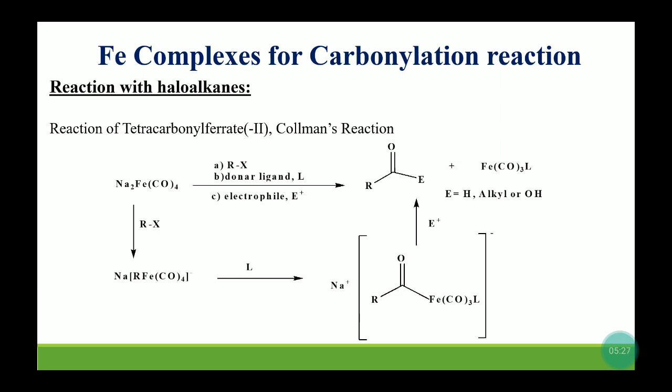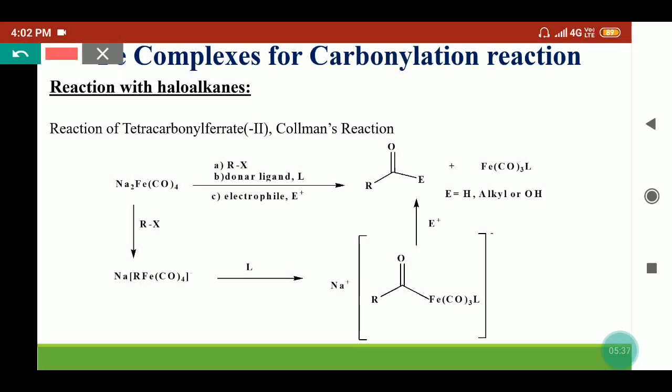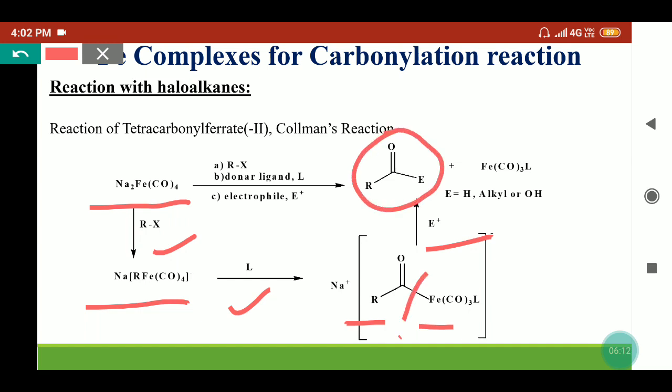Now we'll take Collman's reagent as our organoiron compound, which is useful to synthesize different functional groups in organic chemistry. Here we have taken disodium tetracarbonyl ferrate, which can react with alkyl halides. So it will form sodium alkyl tetracarbonyl ferrates, which in the presence of another incoming ligand, which can be carbon monoxide, triphenylphosphine, and so on, will insert carbon monoxide between the alkyl and the iron metal. So it will give the acyl complexes, which can further react with different electrophiles to give different compounds. This bond will break and we'll get the iron carbonyl complex as our catalyst.